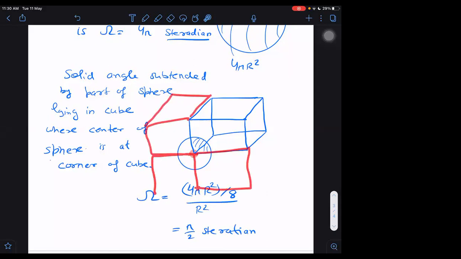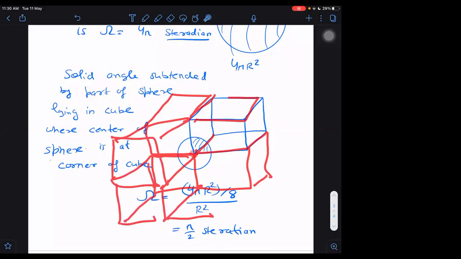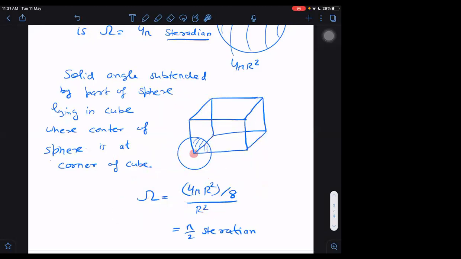How many cubes? I have drawn 4, but don't think there are only 4. There can be this side also, and this side also. So overall, consider 8 cubes surrounding a point. 8 cubes can be constructed around a given point. So if there are 8 cubes, then in one portion it will be 1/8.